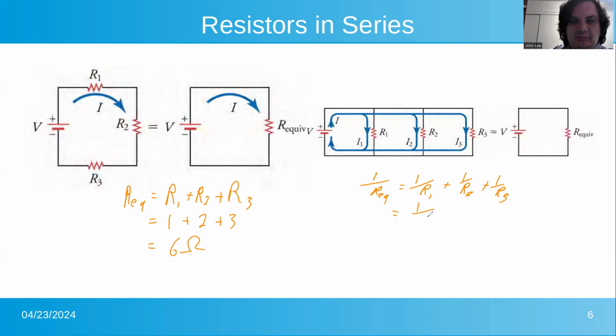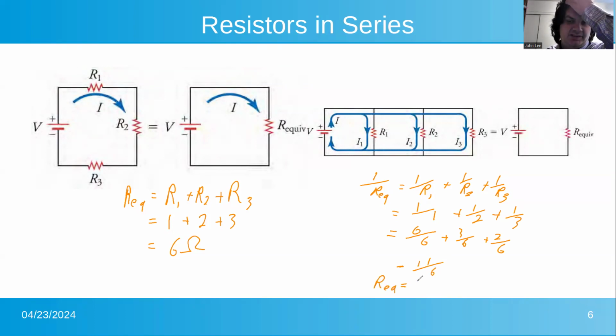So 1 over 1 plus 1 over 2 plus 1 over 3 is going to be equal to 6 over 6 plus 3 over 6 plus 2 over 6, which is equal to 11/6. So R equivalent actually goes down and is equal to 6 over 11 ohms. That required a little bit of algebra, but basically I was just trying to demonstrate what happened if you added up the equivalent resistor for series and in parallel.